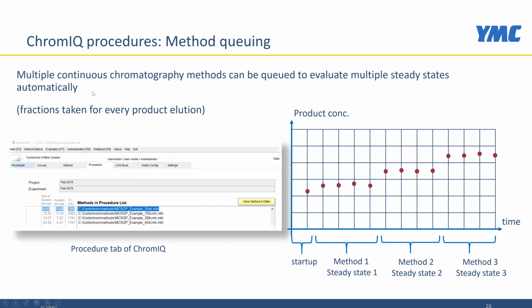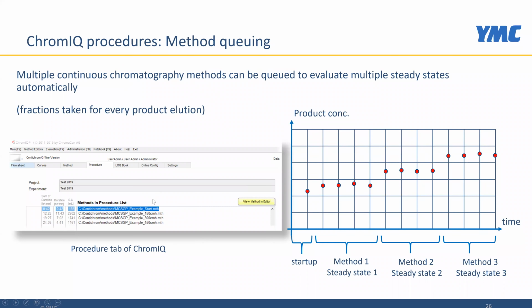So with ChromIQ, it's also possible to run methods in a queue. This means, for example, in MCSGP, you can run a startup method, and then you can run different MCSGP runs with, for example, different flow rates to evaluate multiple steady states in one run. This is very useful for screening of different steady states, for example, when you are doing a process characterization.